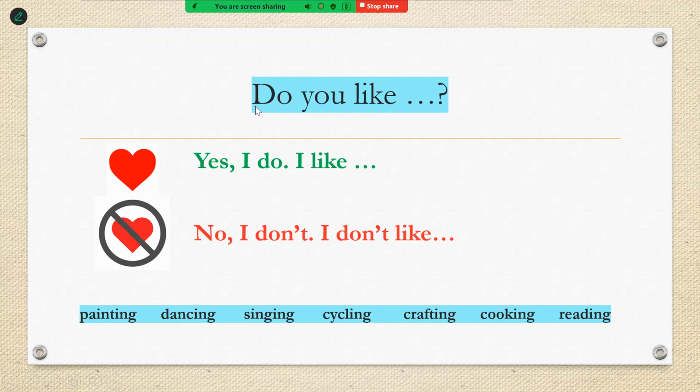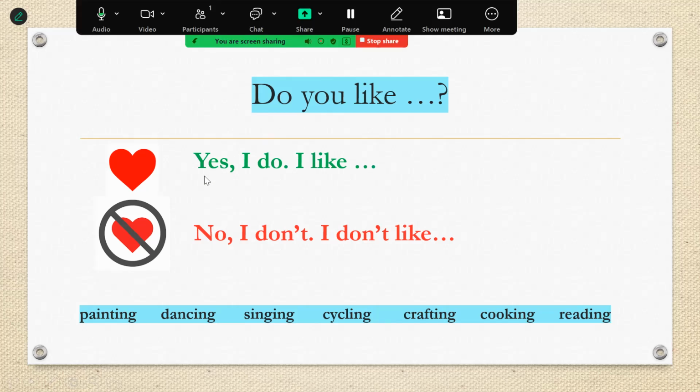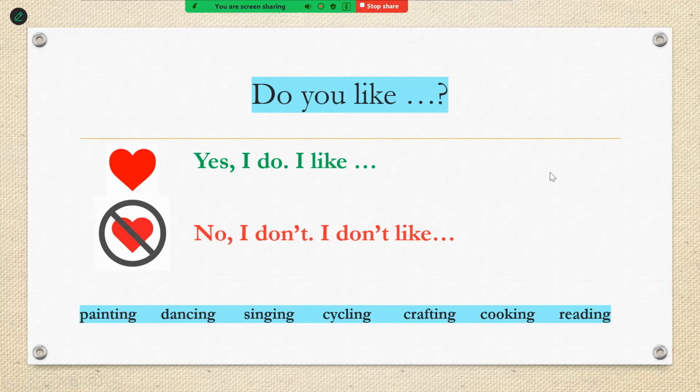We build question like this. Do you like painting? Do you like dancing? Do you like singing? Do you like cycling? And so on. Let's practice. I will ask you a question and you will give short answer. Yes, I do. I like. And then you name what I asked.